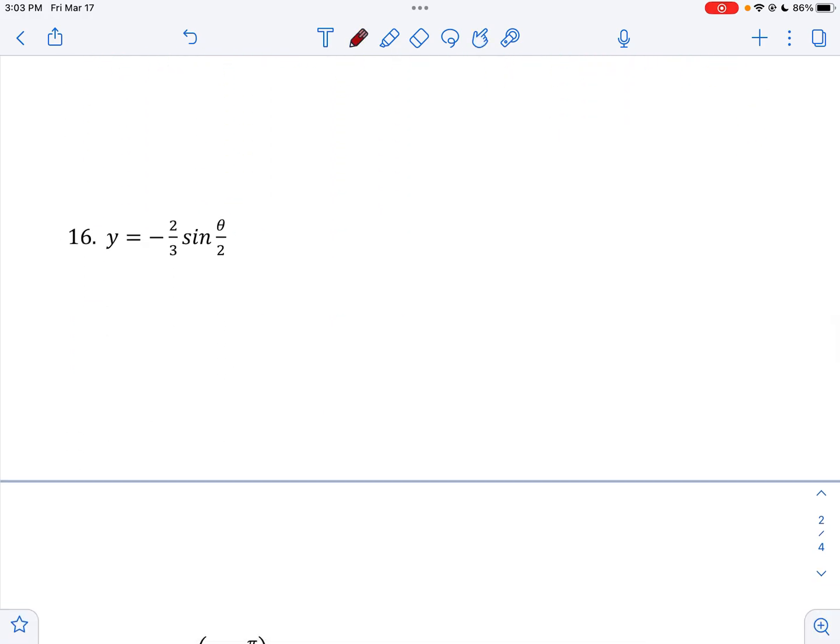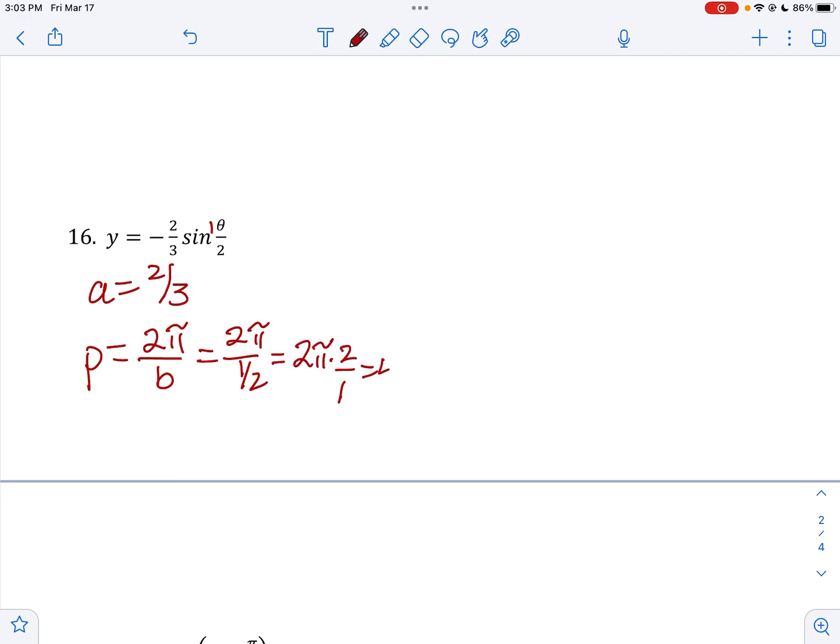All right, the next one. So our amplitude is 2/3, period, 2 pi divided by b, and in this case, this is like 1 over 2. So it's 2 pi divided by half. So 2 pi times 2 over 1 is 4 pi. That makes this one nice and easy to graph.